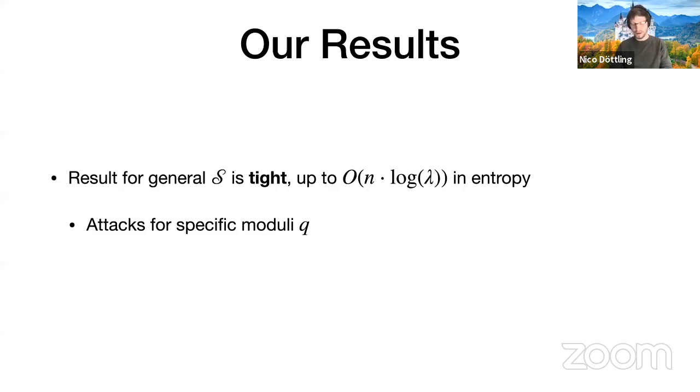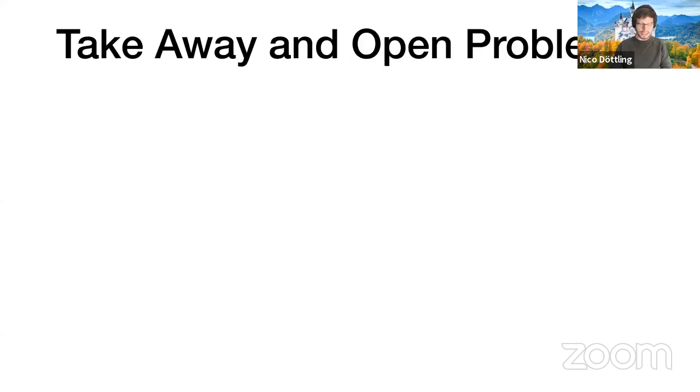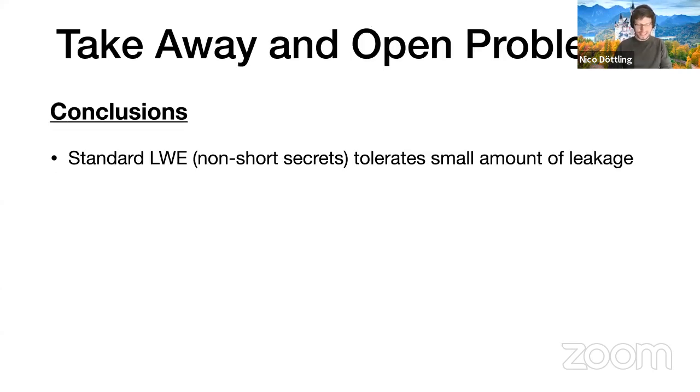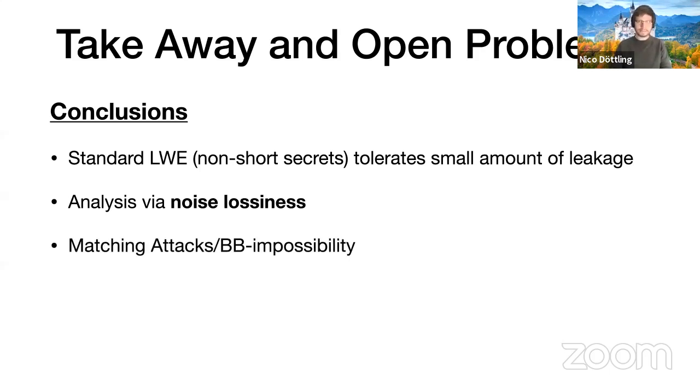This is supported by matching attacks for specific moduli or moduli that are composites, and a black box impossibility for arbitrary moduli. So to sum up, standard LWE with short secrets tolerates a small amount of leakage, and we do this analysis via a new quantity called noise lossiness. We have matching attacks and black box impossibility results, which essentially show that up to some small slack, our result is optimal.